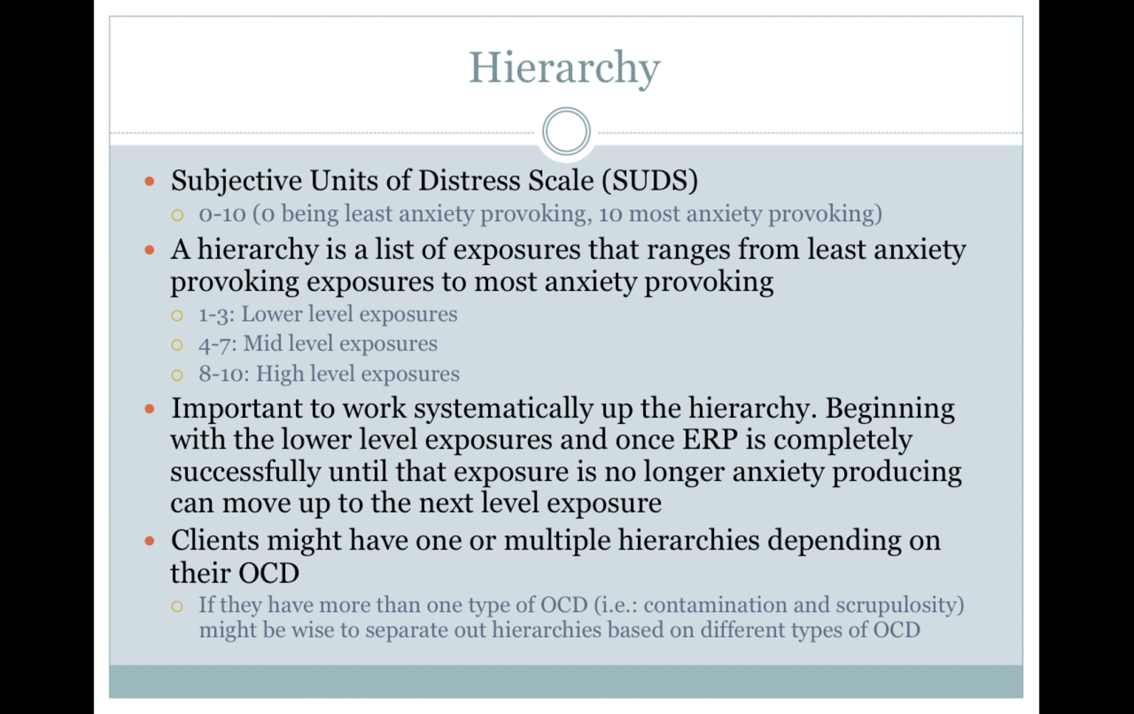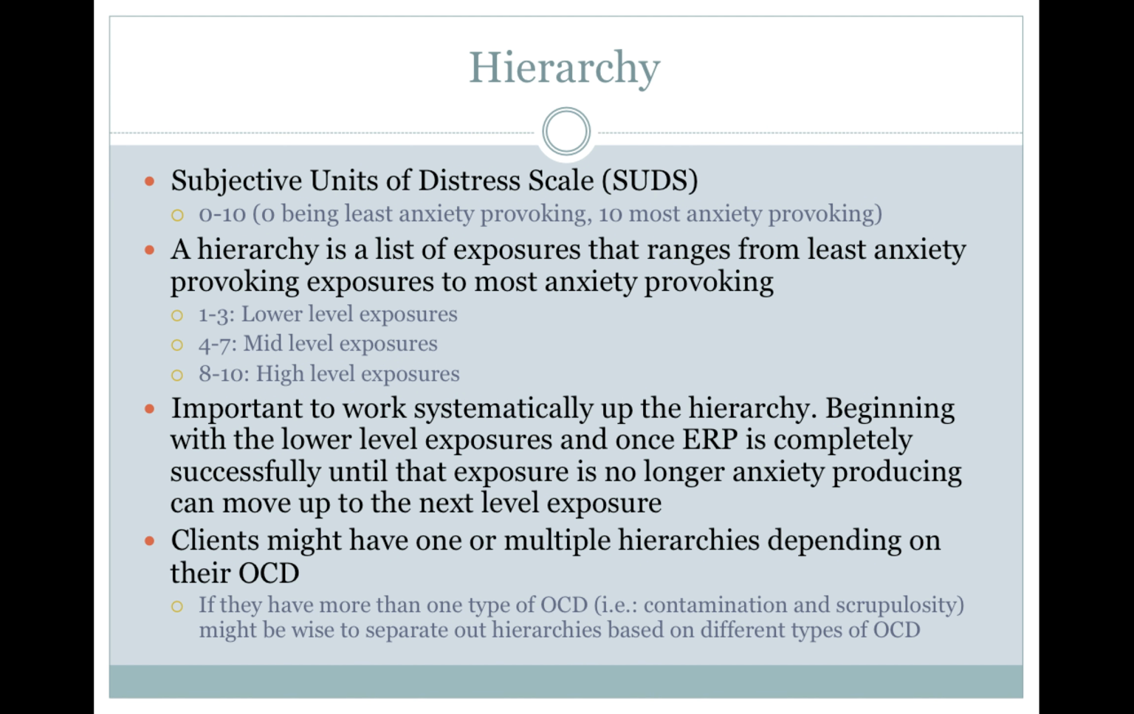And we take this list of exposures with rankings and we develop them into a hierarchy. So again, that 1 to 3 should be lower ranking exposures, 4 to 7 should be mid-level exposures, and 8 to 10 should be high-level exposures. It's so important and critical that we systematically work our way up. So we need to start at the bottom, and when we've successfully worked through that and it's not causing anxiety and there's no rituals attached, we can move to the next one.